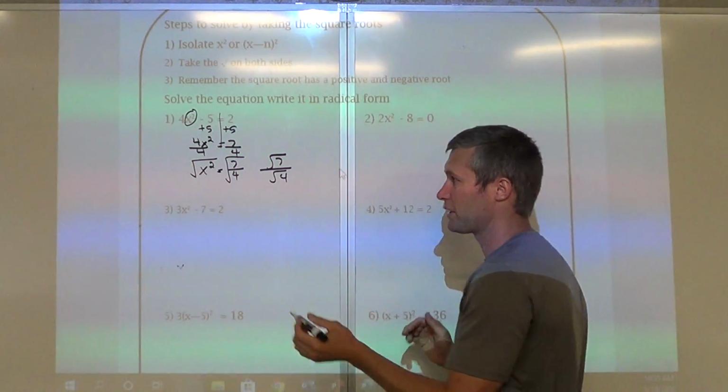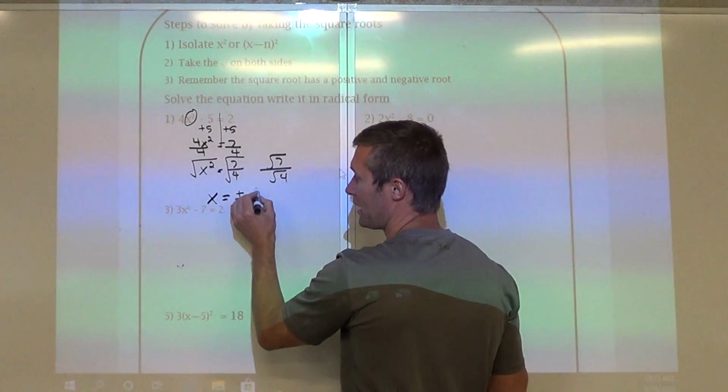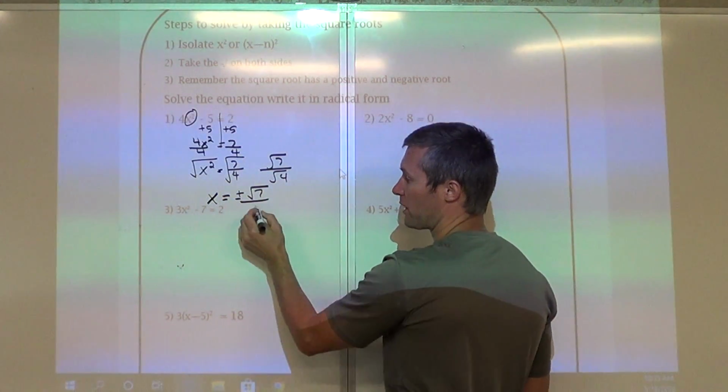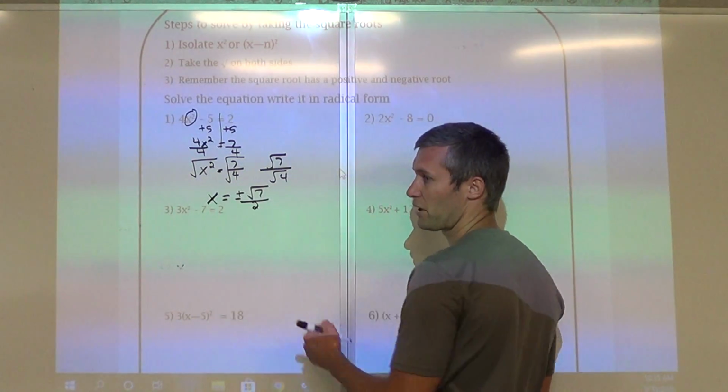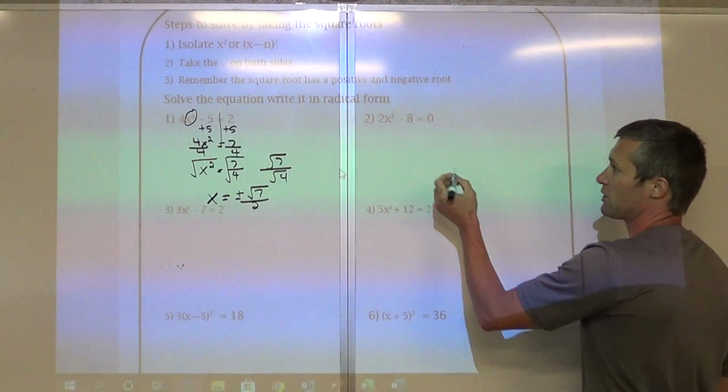So what is the square root of 7? You can't take the square root of 7. So we're going to say plus or minus the square root of 7 over the square root of 4 is 2. We're putting plus or minus here because it's both positive and negative. Come to the next one.